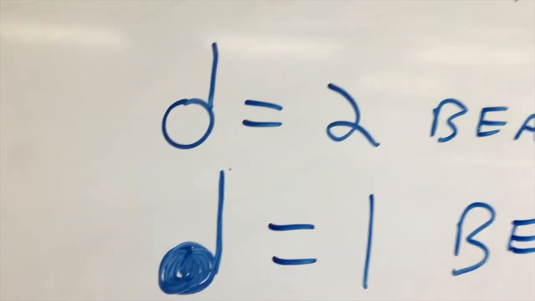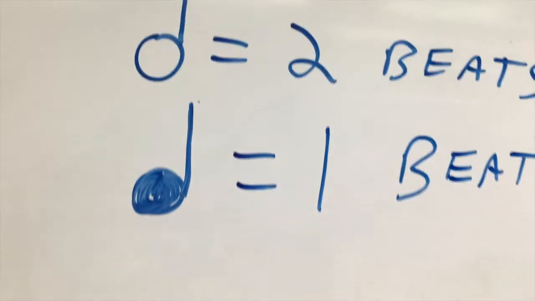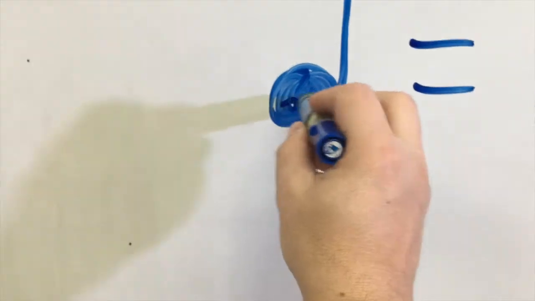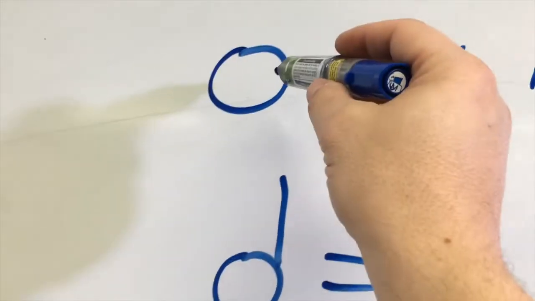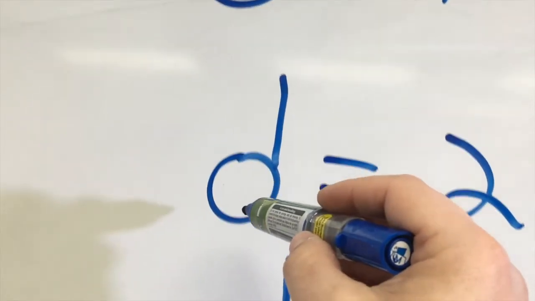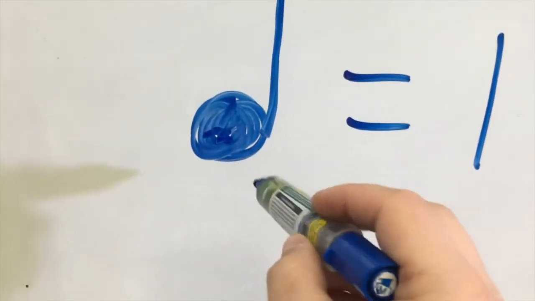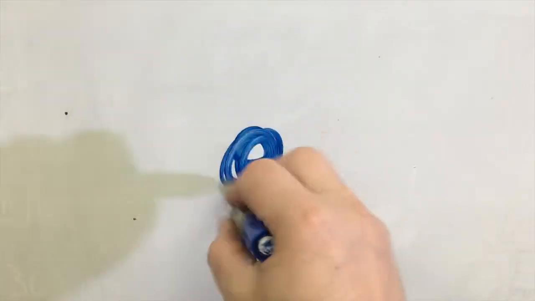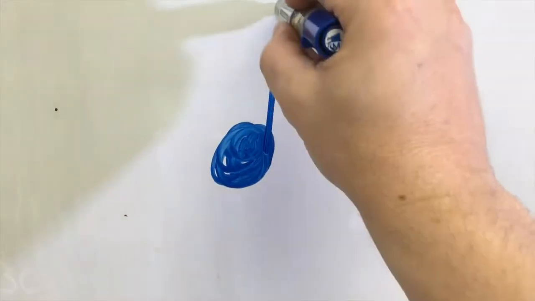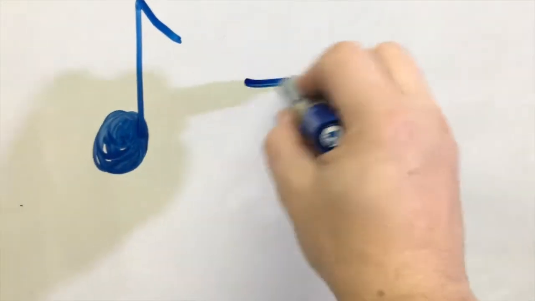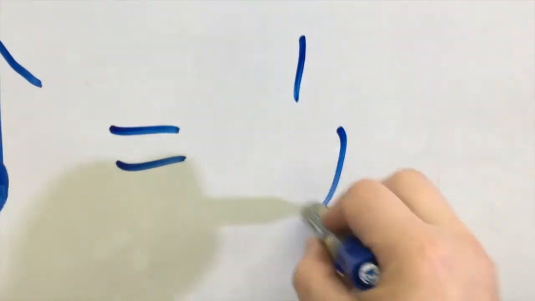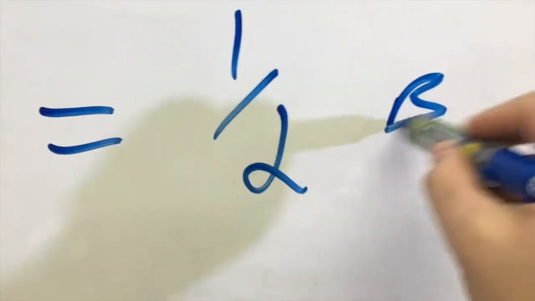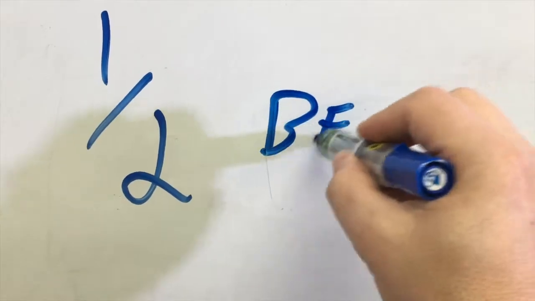And we are going to break this down even further. One more step. You can even divide this in half. As you notice, you divided this into half, which is 2. This into half, which is 1. And if we divide this into half, we get something called an eighth note, which has a little stem and a flag. And this is 1/2 of a beat.